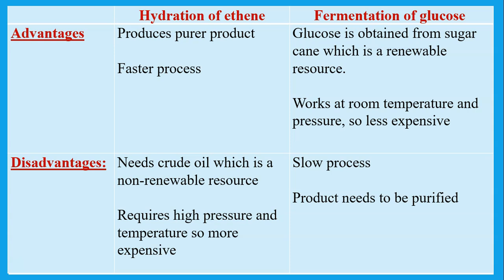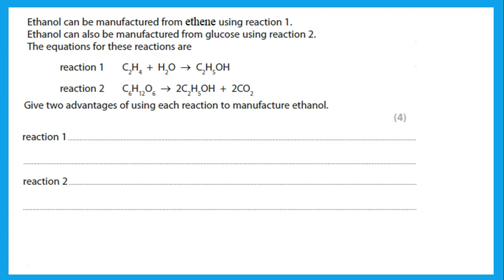But the disadvantage was it is a slow process and the product needs to be purified. So if we have a question like this: ethanol can be manufactured from ethene by reaction 1, or it can be manufactured from glucose by reaction 2. And he's saying give 2 advantages of each reaction. So reaction 1 is the hydration of ethene. Remember, what were the advantages? It's a fast reaction and gives a pure product.